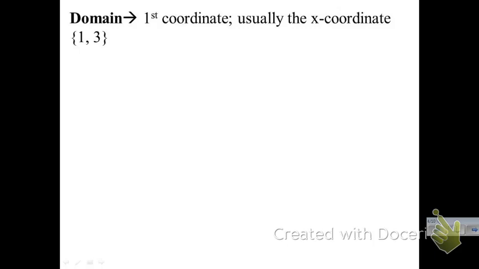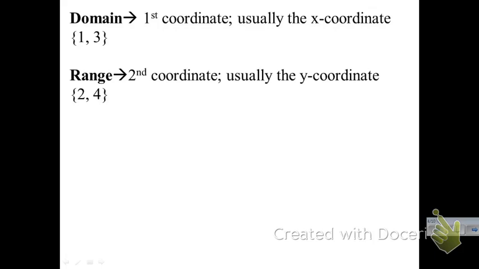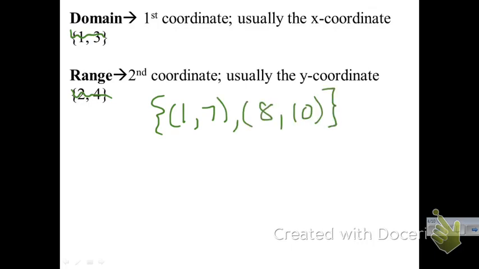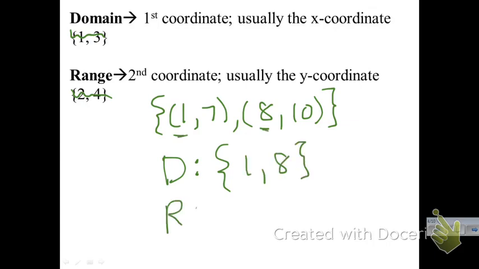So first thing that you want to note is the domain is your first coordinate. It's usually the x coordinate, and we can ignore these numbers here. The range is the second coordinate, which is usually the y coordinate. So if I gave you a set of ordered pairs, which is known as a relation, then we would say the domain, in this case, is our first term in each of our ordered pairs, 1 and 8, and our range would be represented by the second coordinate, 7 and 10.